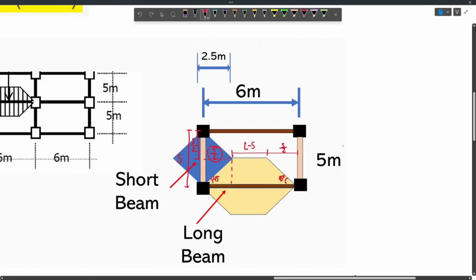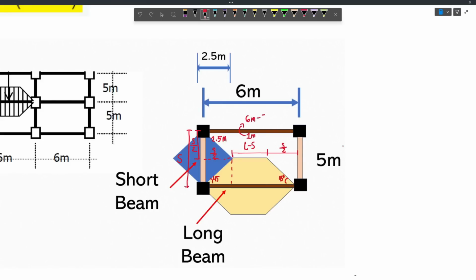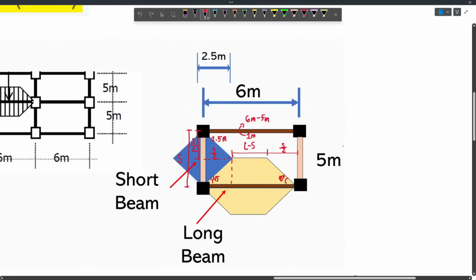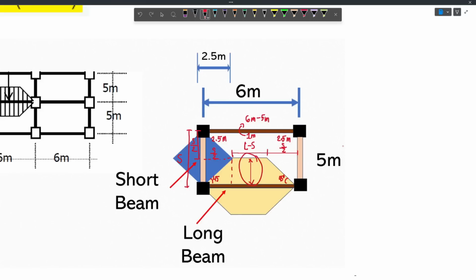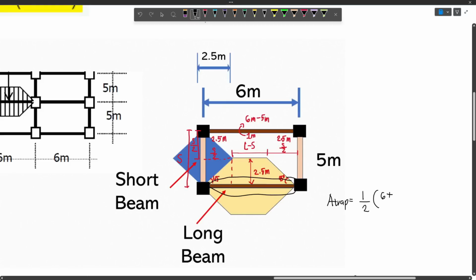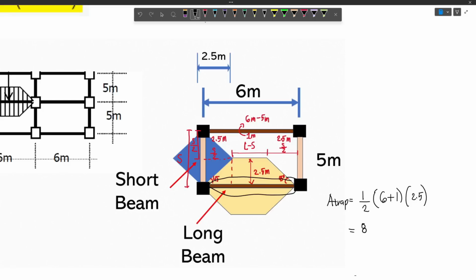Kasi diba, 6 minus dalawang S over 2. So again, our S over 2 will be 2.5 because ito yung S natin. And then our L minus S will be 6 minus 5. And so that will give us 1 meter. Again, this is from 6 m minus 5 m. And then this distance is also 2.5 m. And then our height will be S over 2 then. And so this will be 2.5 meters. And so yung area ng trapezoid will be 1/2 times A plus B. Yung A natin, 6 meters. And then plus B, which is L minus S, which is 1, and then multiplied by the height, which is 2.5 meters. And so this will give us 8.75 m squared.